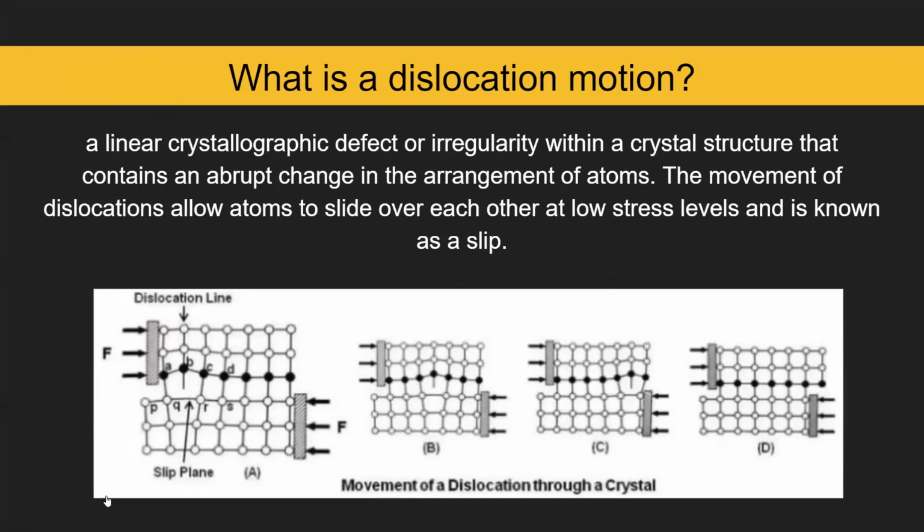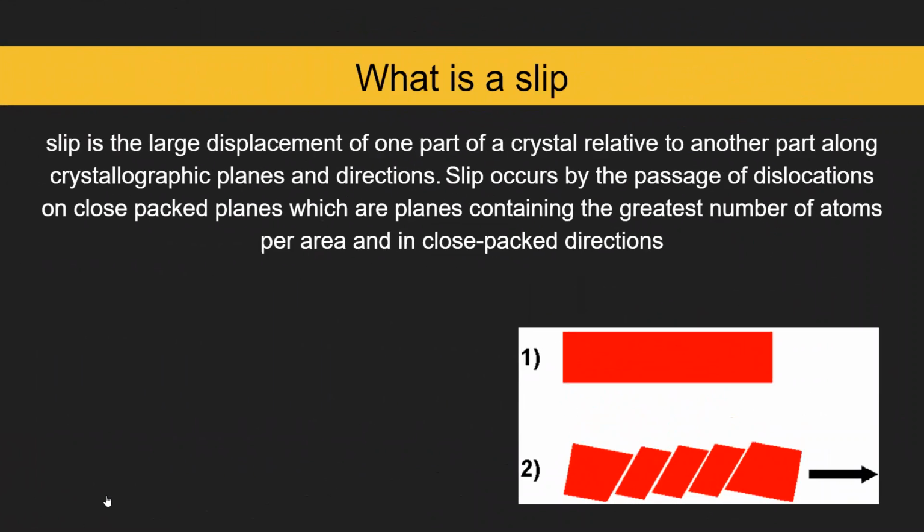and this can be known as a slip. So to understand dislocation motions, you're going to have to understand slips. A slip is the large displacement of one part of a crystal relative to another part along crystallographic planes and directions. So it's when objects are basically sliding past each other. Slips occur by the passage of dislocations on close packed planes, which are planes containing the greatest number of atoms per area, in the close packed directions. And that can kind of be seen in the image below. That image has a few slips in it.